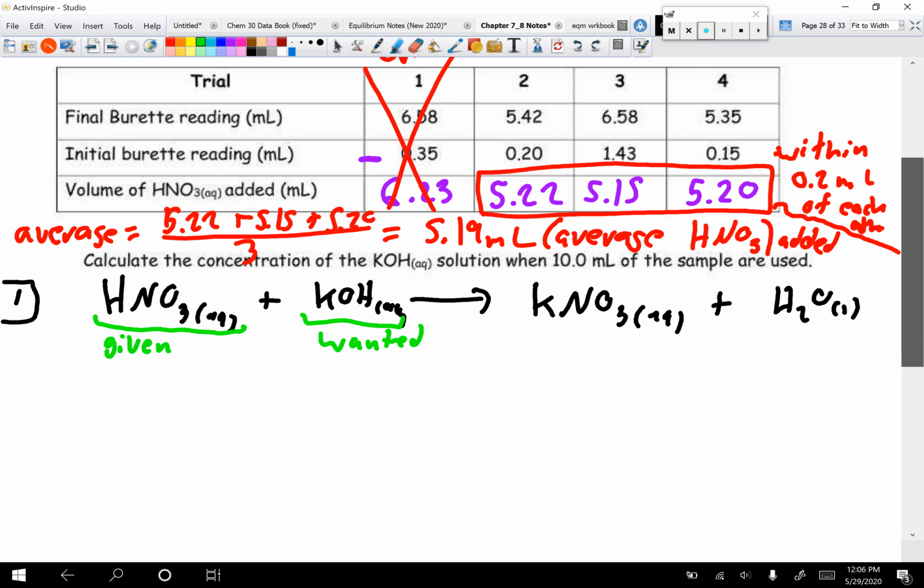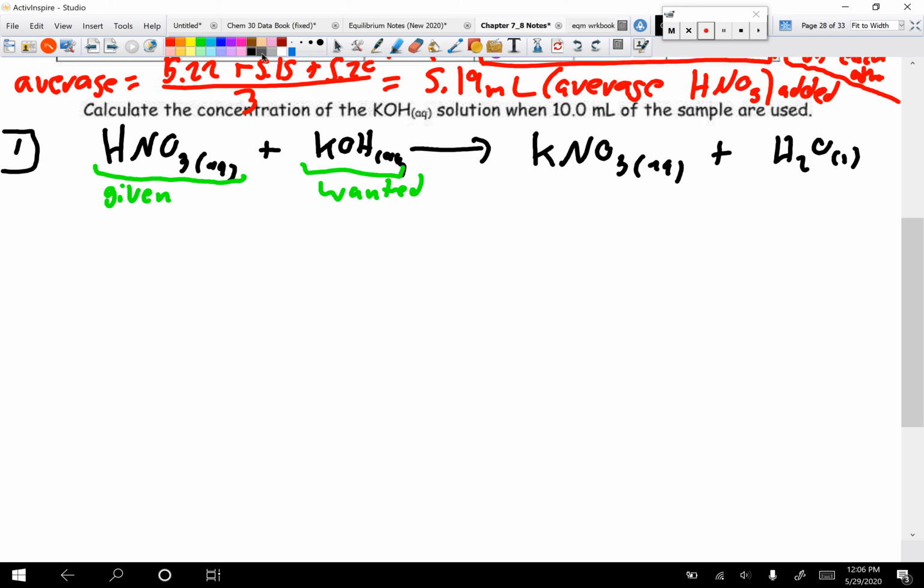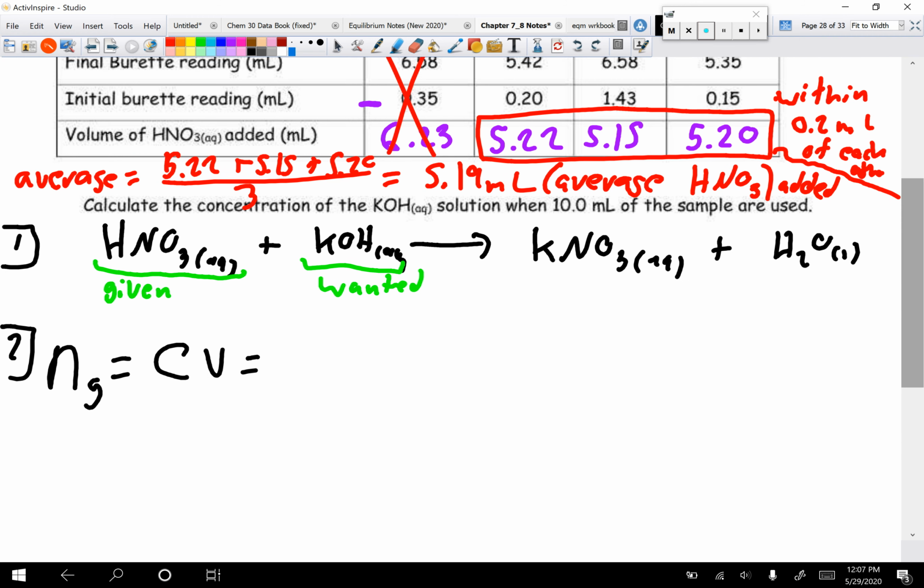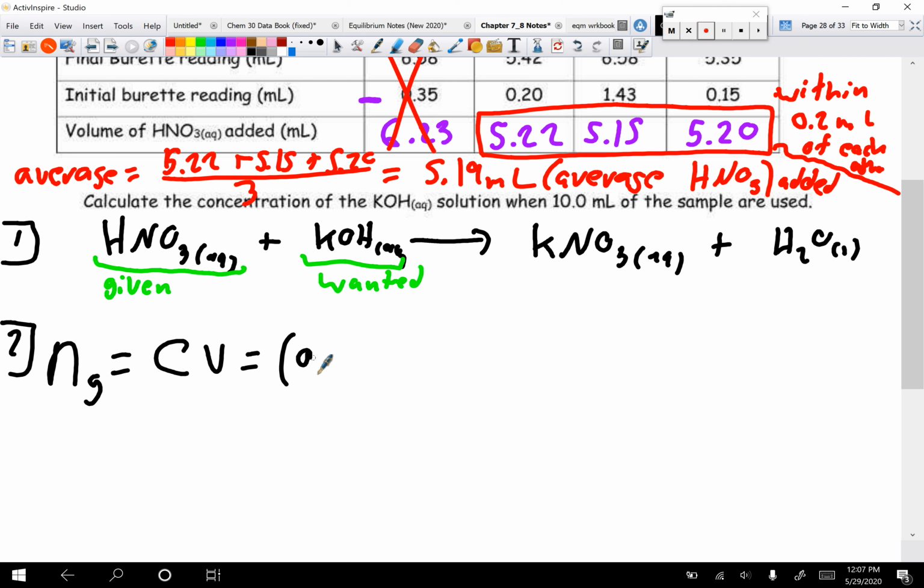So you can write down all the stuff between wanted and given if you want to simplify things, or you can just go back and refer to the question and get the numbers when you want. So second step in stoichiometry is always find the number of moles you're given, and because we have concentrations and volume, the number of moles given is C times V. So when we go back and reread the question, we have the concentration of our titrant is 0.50 moles per liter. So that's 0.50 moles per liter.